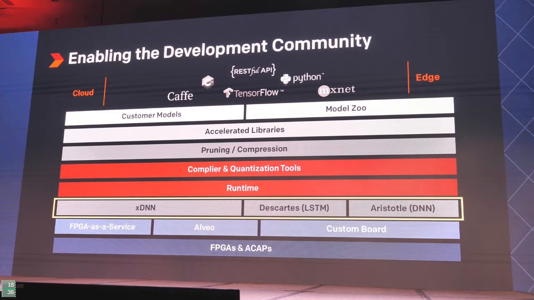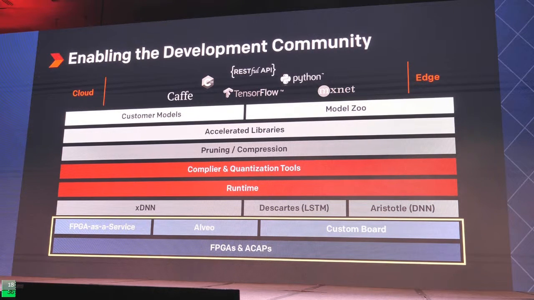We have DSAs. You can write your own DSA for your specific application, but we have our DSAs ready to be deployed. XDNN, Descartes for speech recognition, Aristotle, this is a DSA for image classification for the edge-based devices. And this all sits on top of FPGAs, either in the cloud using Amazon F1 instance or Alibaba FPGA as a service, Huawei, Nimbix, and so on. Or they can be deployed on our Alveo boards, the ones that we launched today, or they can be deployed on custom boards that you create.